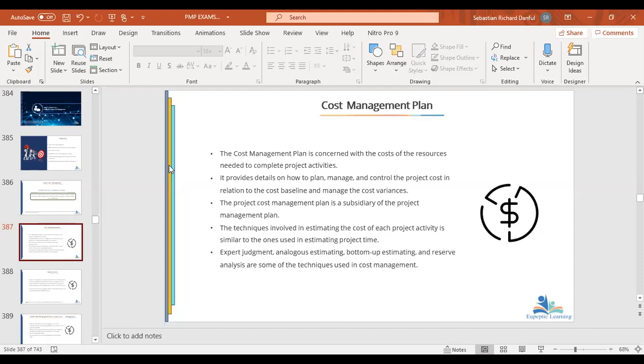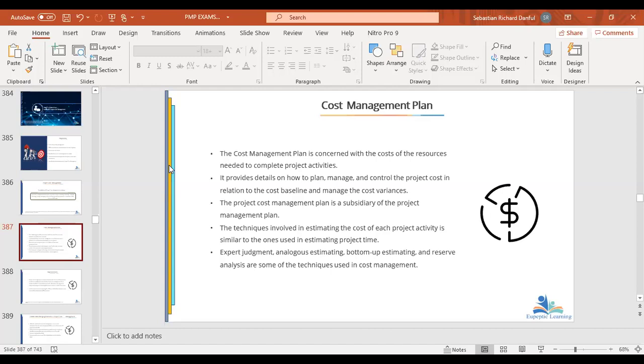Okay. Now, analogous estimating, bottom-up estimating, and reserve analysis are some of the techniques used in cost management. We all know that you would definitely have to involve somebody who has expertise in project costing. There are some finance people, we call it project finance, who are specialized in projects, and AACE is a body that also gives certification to cost professionals.